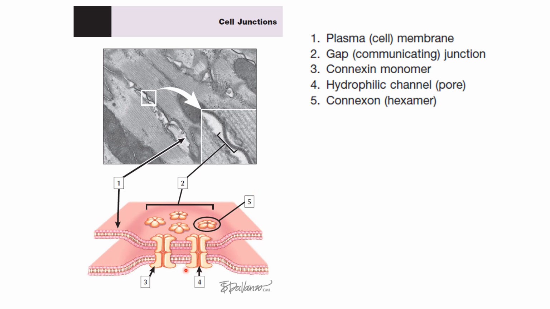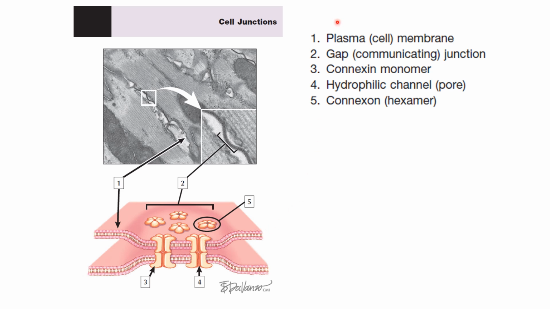Each cylindrical channel, such as labeled here, is 10 to 12 nanometers long and 2.8 to 3 nanometers in diameter, consisting of a pair of half channels. The half channels are called connexons, and these are embedded in the cell membranes. Each connexon comprises 6 symmetric protein subunits called connexins.